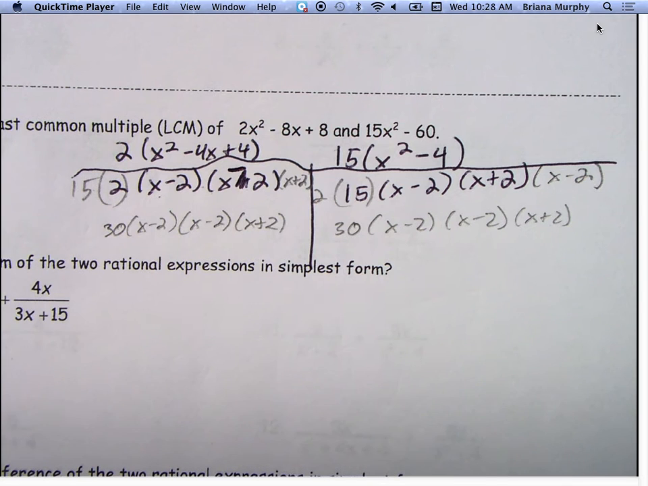Questions? Can for the 2x minus 2, can you just put x minus 2 squared? No, because it would be x squared minus 4x plus 4. Oh. Okay.